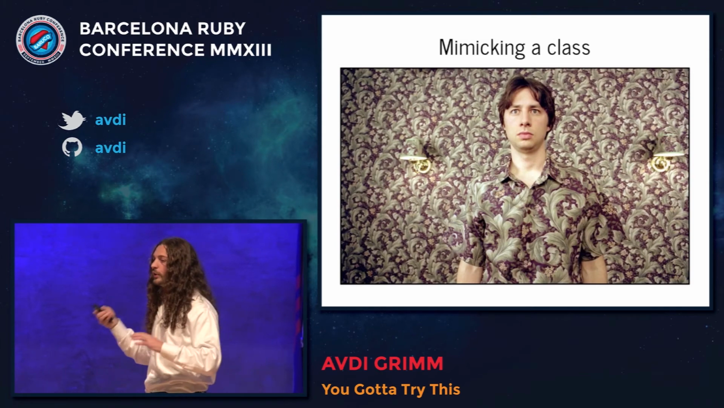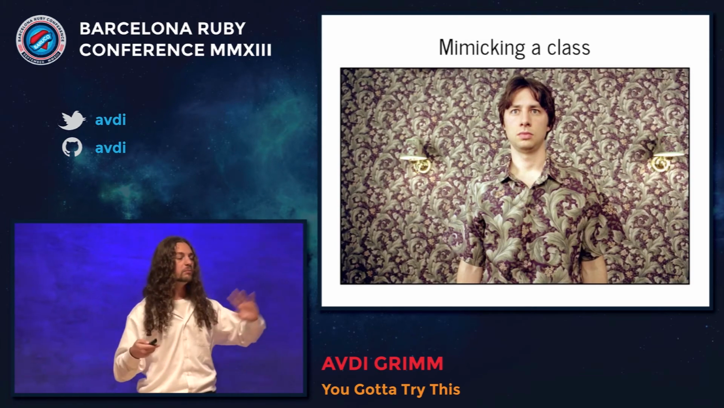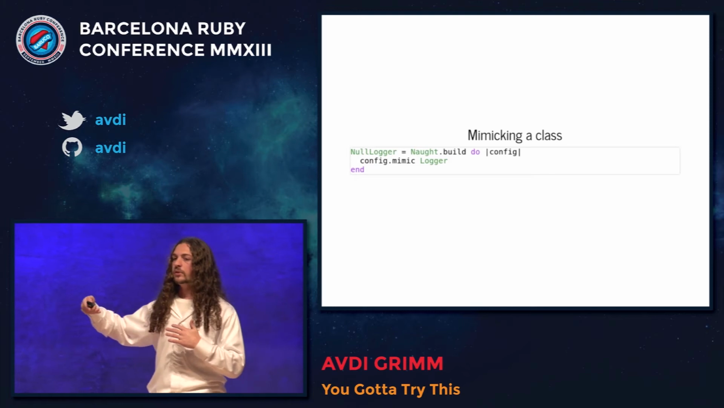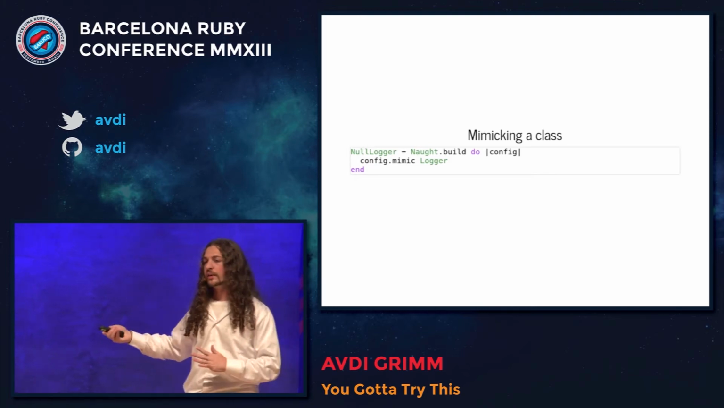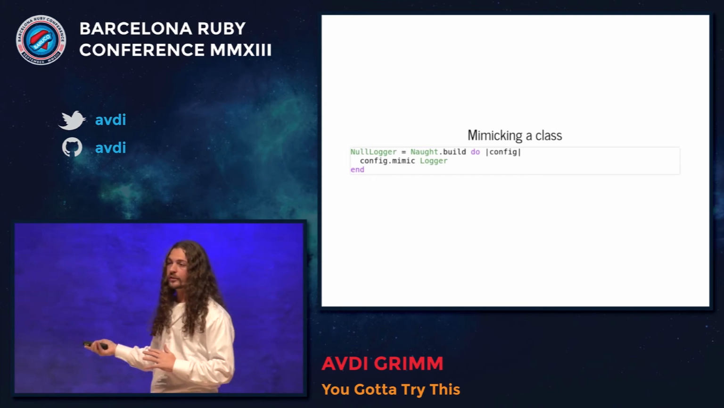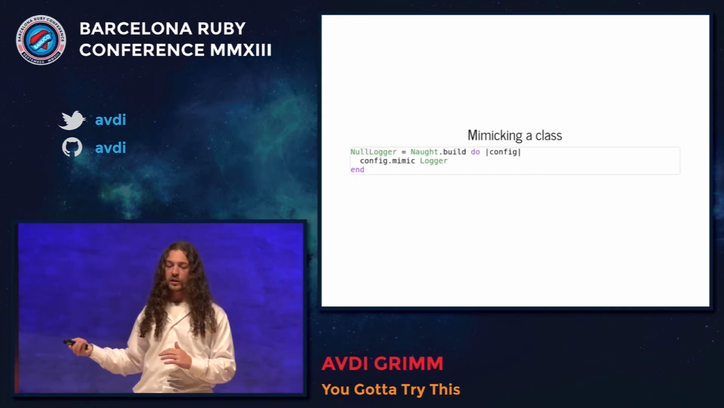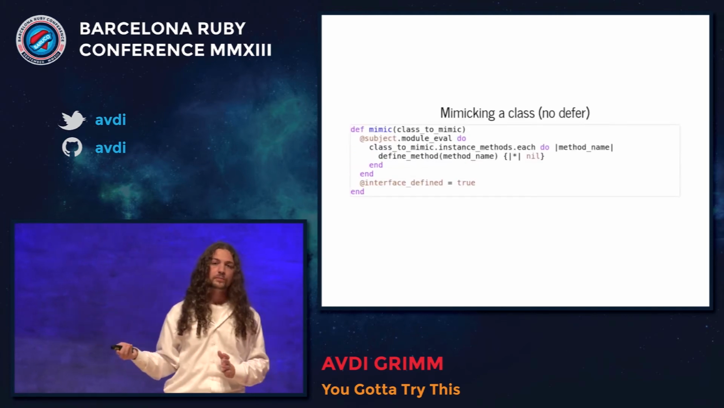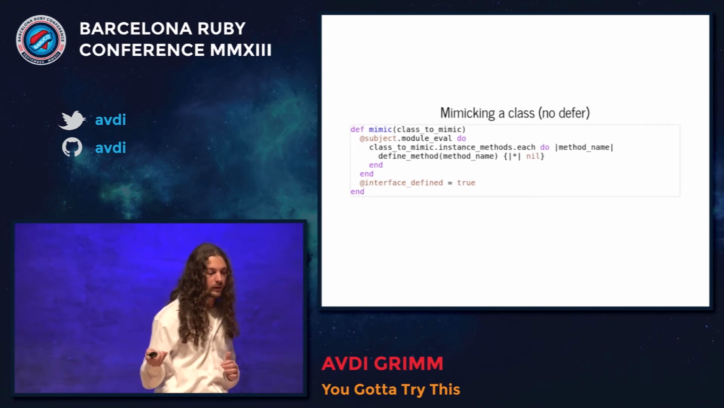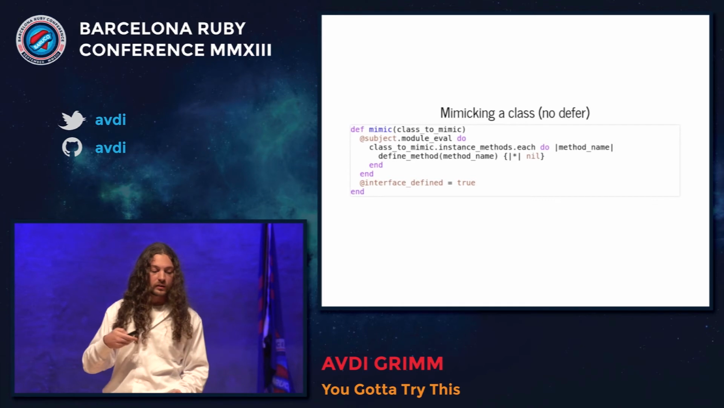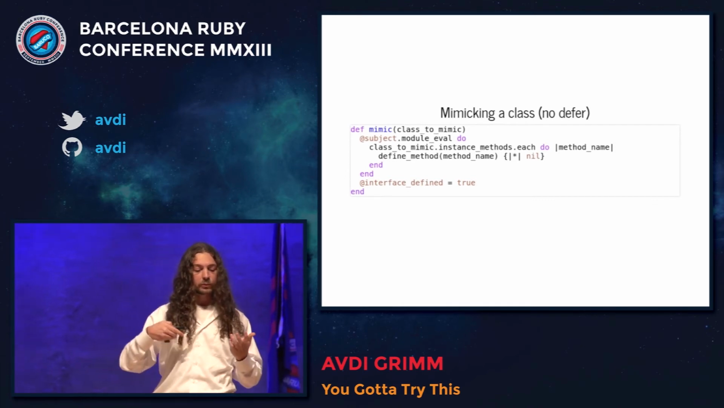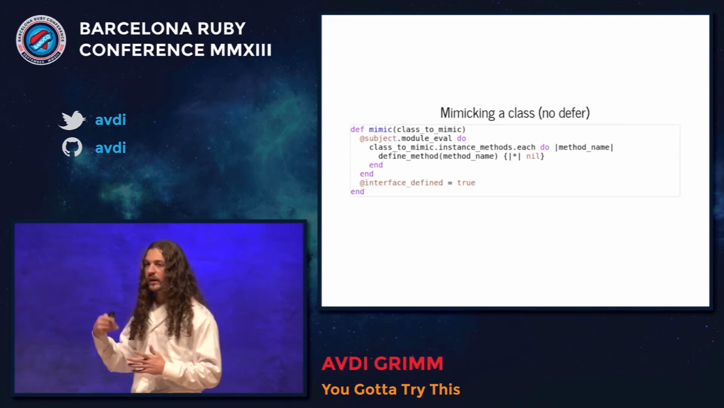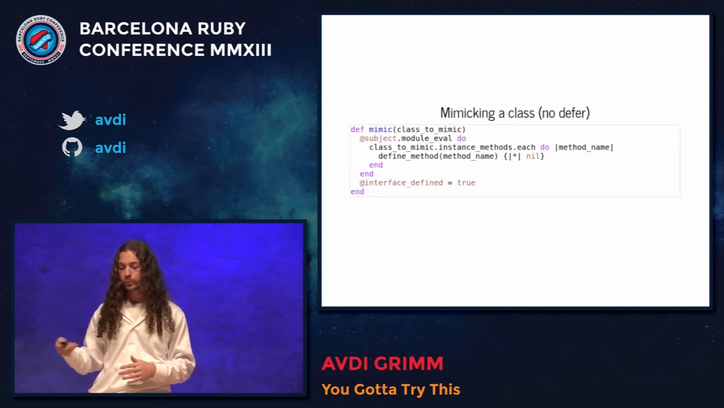Now, we saw briefly earlier this concept of mimicking a class. We say mimic some class, and out of that we get a null object that acts like a logger. It has all the logger methods, but they're all stubbed out. Okay, so what is this going to look like now that we're deferring operations? So here's the original code for mimic. We have the module eval. Inside the module eval, we take the class to mimic, we ask it for its list of instance methods, and then for each instance method, we loop through and we define a null version of that instance method. Pretty straightforward.